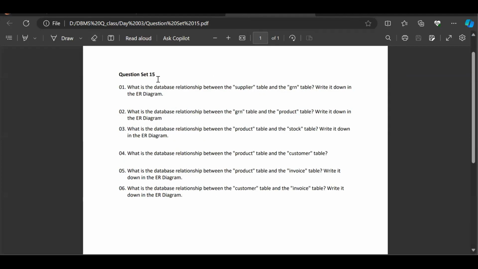As the first question, it's asking about the relationship between the supplier table and the GRN table. As the second question, what is the database relationship between the GRN table and the product table? The third question asks about the product table and the stock table. The next asks about the product and the customer table. The fifth asks about the product table and the invoice table. And the last asks about the customer table and the invoice table.